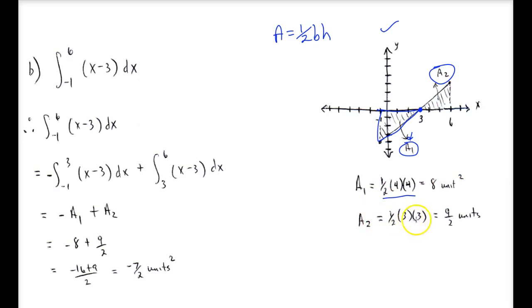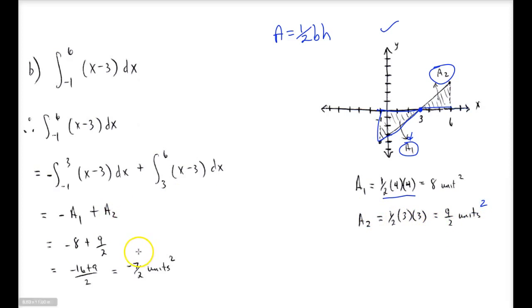Now for the area A2, we see that the length from here to here is 3. And of course the height is going to be 3 as well. So 1/2 times 3 times 3 gives us 9 halves, or 4.5 units. That should be square units as well.